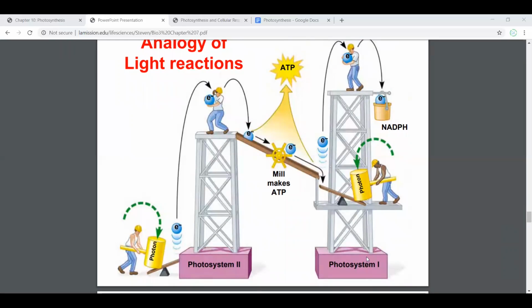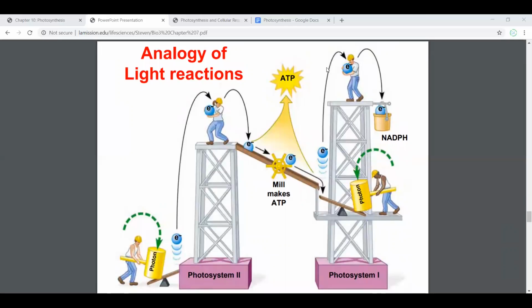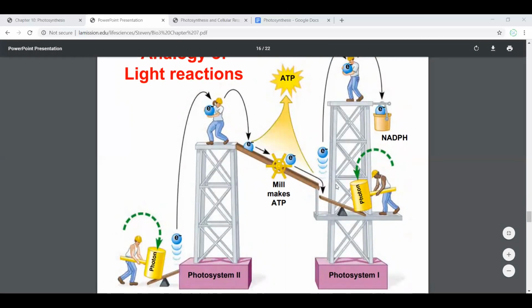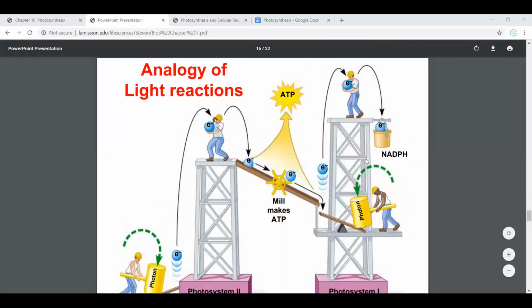Then we have photosystem 1. Photosystem 1 does the same thing. It takes a photon, which powers the movement of the electron upwards, gives it energy, and then that is used to create NADPH.